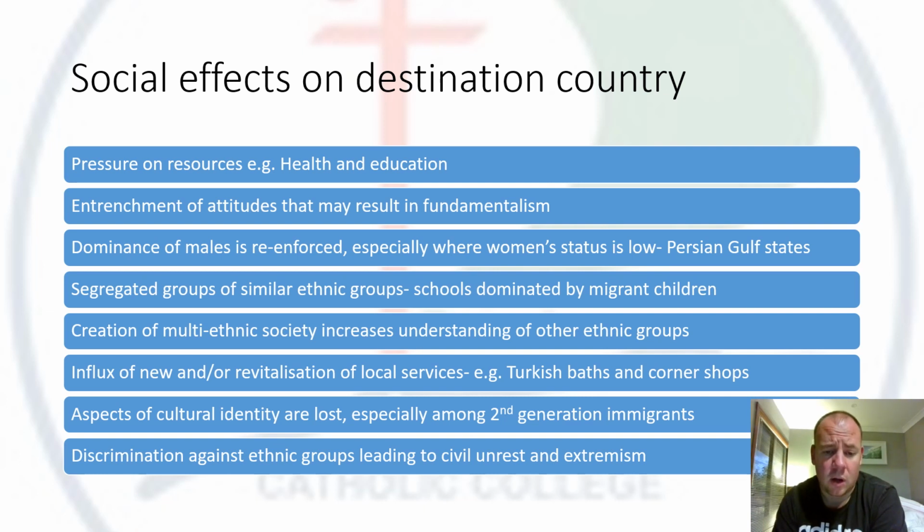And then you've got aspects of cultural identity loss, especially among second generation immigrants. So when people have moved from a host destination, like say people have come from India, when their children get to Australia, they might not have much cultural link back to India. So that's what he means by that. And then obviously discrimination against ethnic minorities might lead to civil unrest and extremism, and we're obviously seeing that at the moment with the BLM protests as well. So that's really important. So that's the social impacts.